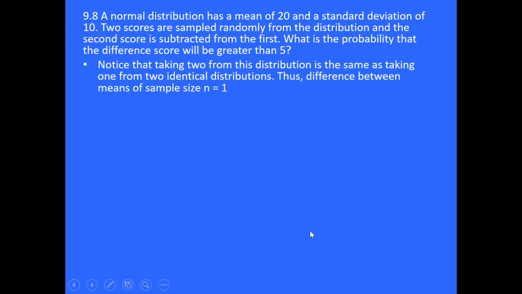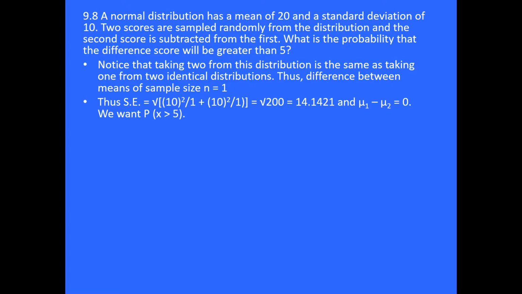All right. What we need is to generate a new distribution that models the difference between means. So what we're going to need is a standard error. Now this is the formula for the standard error for the difference between means. So we have the variance of one of the distributions divided by the sample size plus the variance of the other distribution divided by the sample size, and then we take the square root of the whole thing.